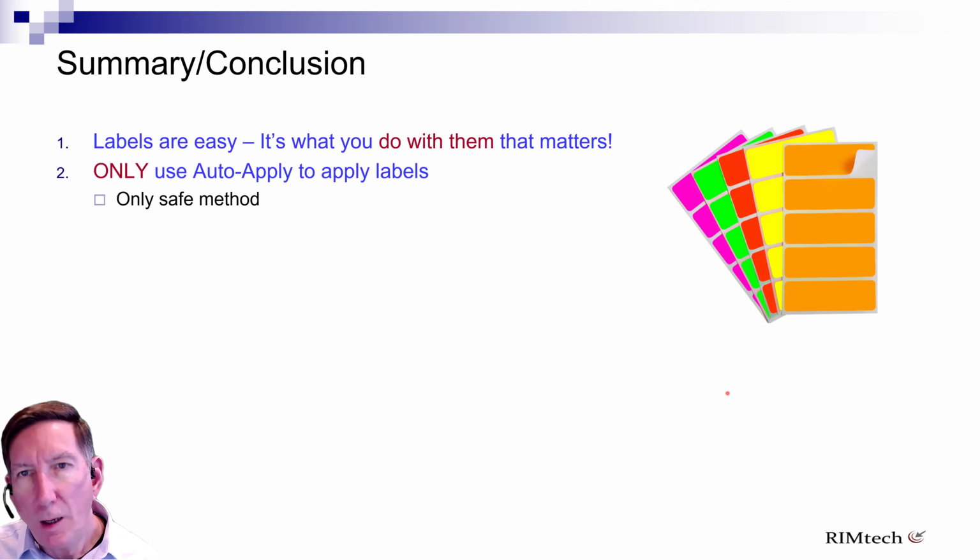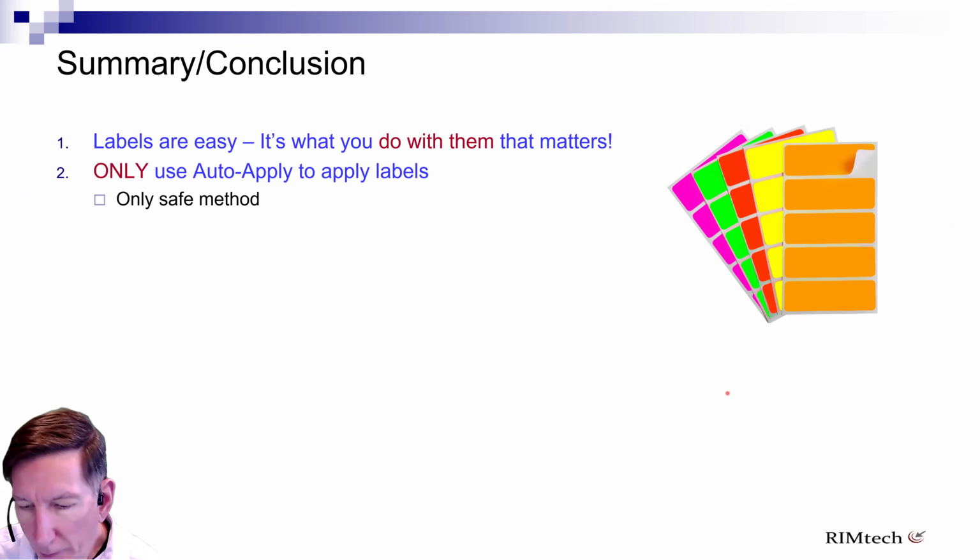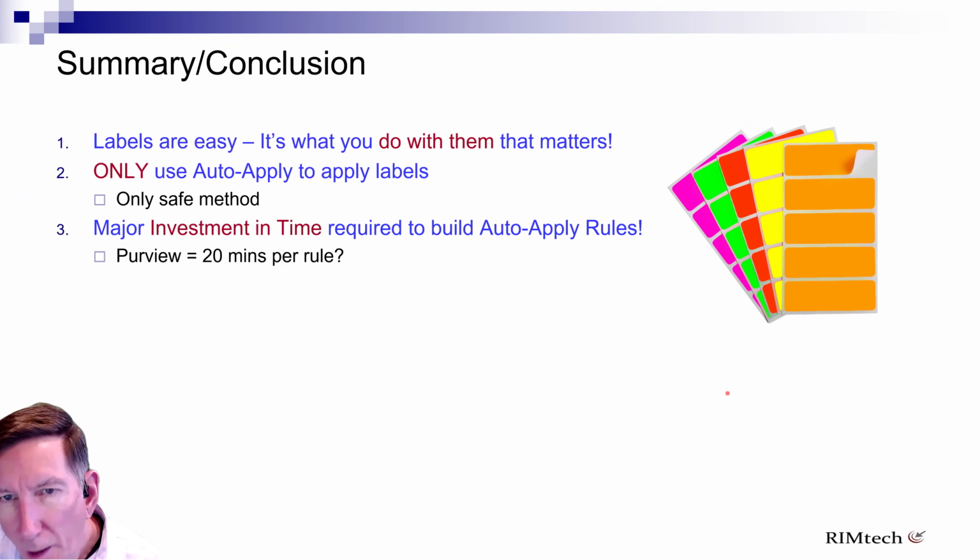Those are the auto-apply policies. Number 2, please only use auto-apply. There is no other safe way to apply retention labels. Number 3, be prepared for a major investment of effort in order to build these auto-apply rules. I estimate, back of napkin calculation, 20 minutes per rule. I dare you to multiply that by 2,400. That's going to tell you how much effort this truly is.